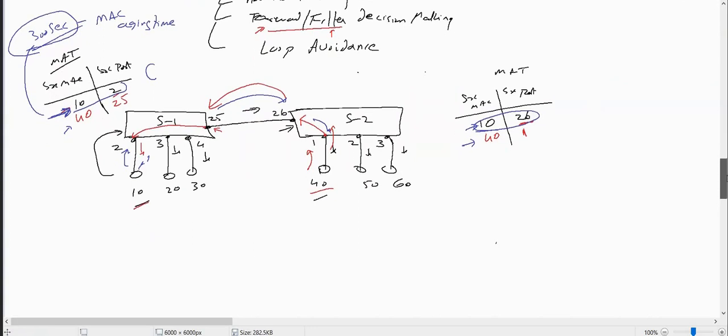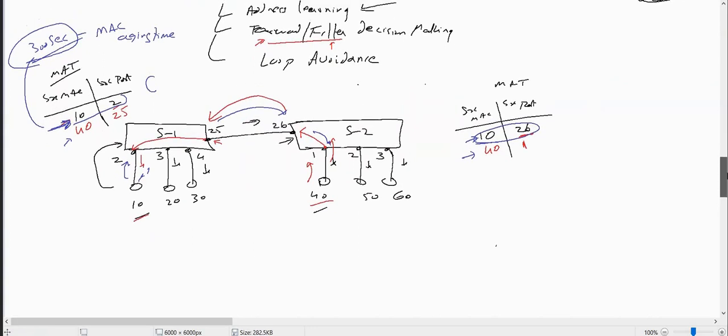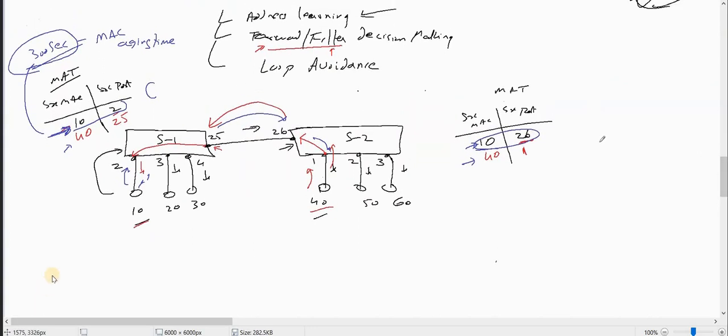Address learning is learning the source MAC addresses. Forward and filter decision making is looking for the destination MAC in the MAC address table.